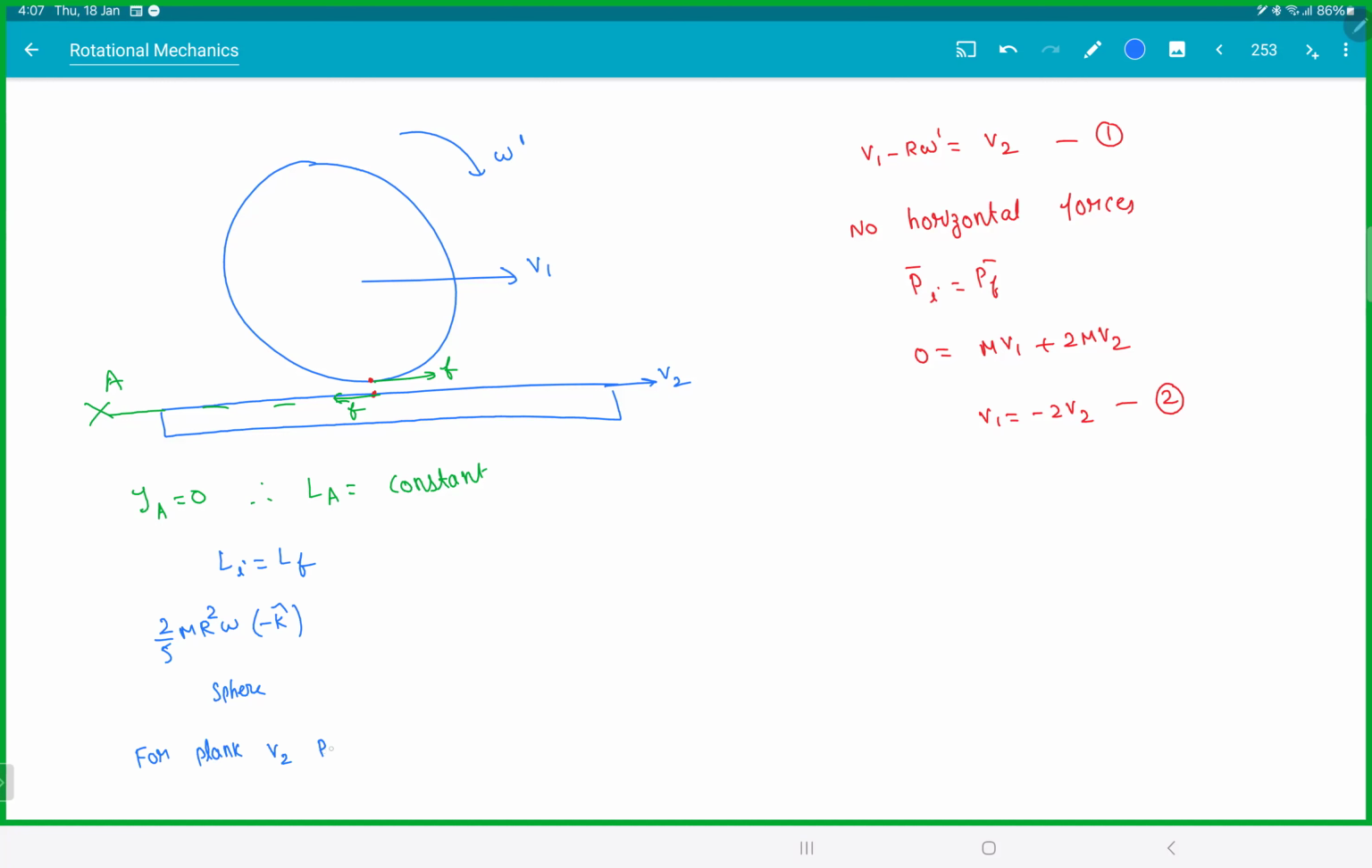So plank P2 passes through A. The final angular momentum, again only for the solid sphere, you will take m v1 r minus k cap plus 2 by 5 mr square omega dash minus k cap. This is your third equation. If I use equation 1 and 2, v2 will be minus v1 by 2. We get v1 is equal to 2 by 3 r omega dash. Take that and substitute here.